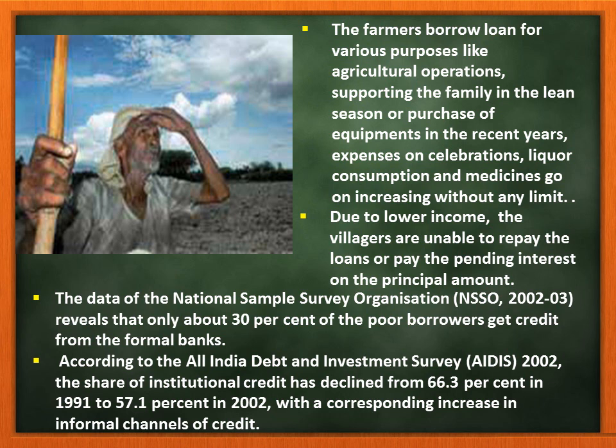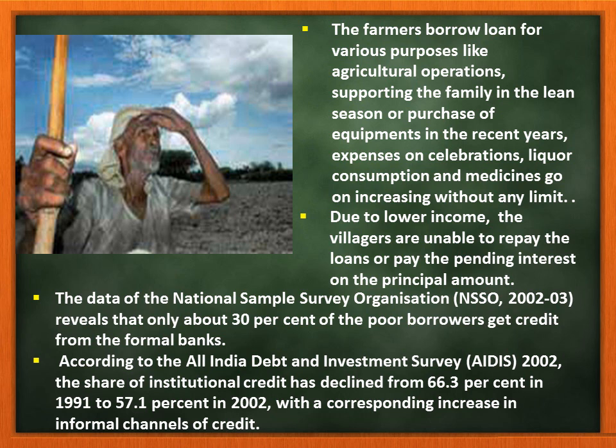Due to lower income, the villagers are unable to repay the loan or pay the pending interest on the principal amount. So they are happily borrowing the money and spending all the money for various reasons. But at last they are unable to repay the loan, either the interest or the principal.